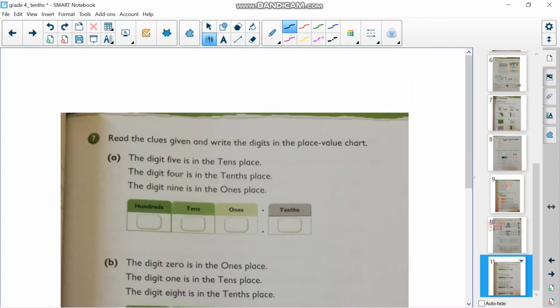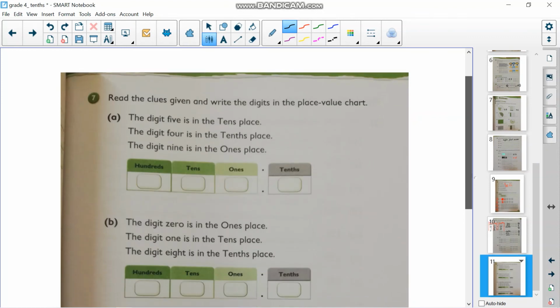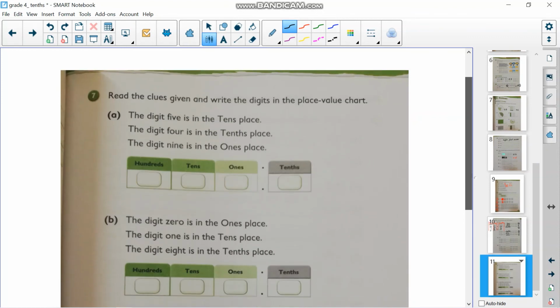Now let's go to number 7. Read the clues given and write the digits in the place value chart. So you have to write each sentence and write it accordingly to the place value chart. Letter A, the digit 5 is in the tens place. This is the tens. The digit 4 is in the tenths place. The digit 9 is in the ones place. So we have 59.4.